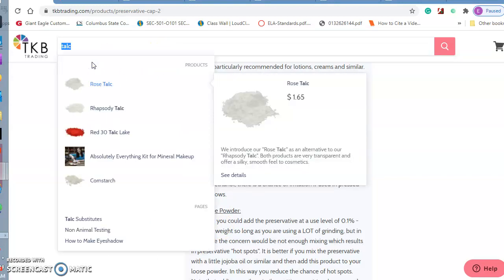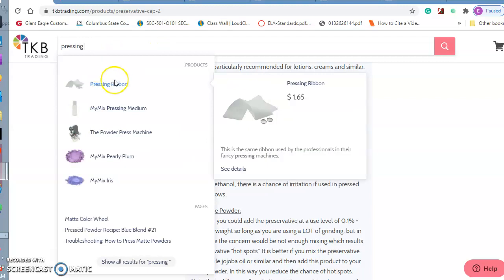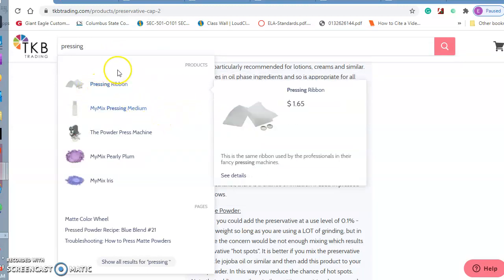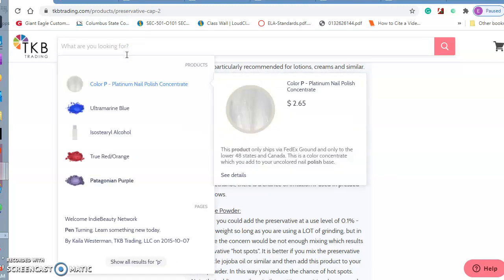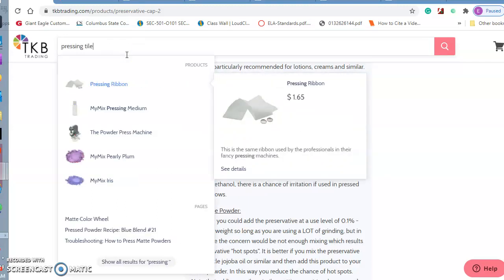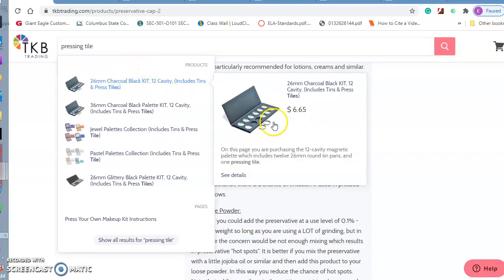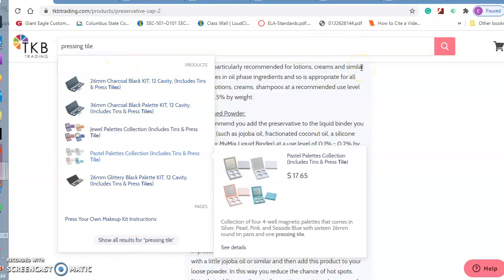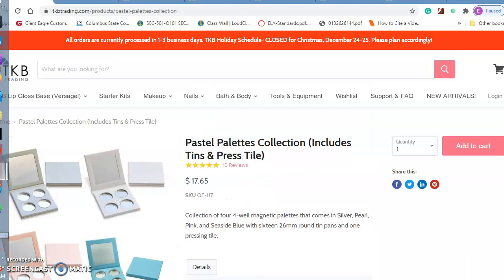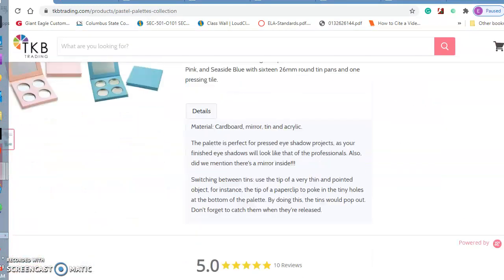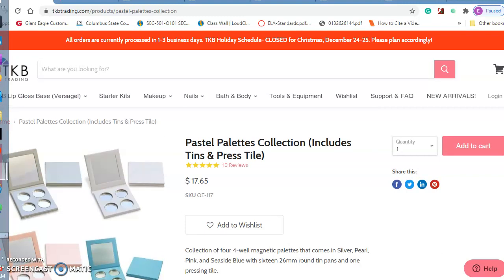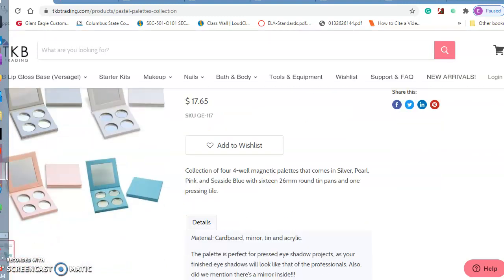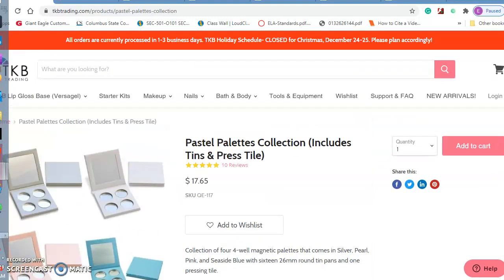You're also going to need pressing ribbon to press this. You're going to need a pressing tile, okay. And the pressing tile, you'll see it's like a little clear tile. So let me just click on one of these. And you don't have to use TKB. There are other sites that have these same tools. But you'll see the tile, it looks like a stamp, and you would press your eyeshadows with that. And I like to leave it to dry a little bit too, and your pressing tins. So if you don't have a pressing machine, this is how you could do it the old school way.